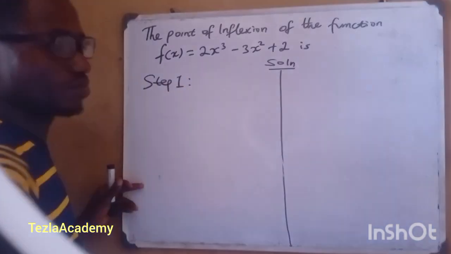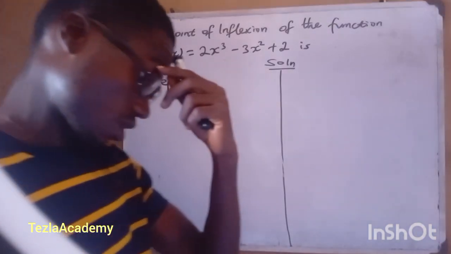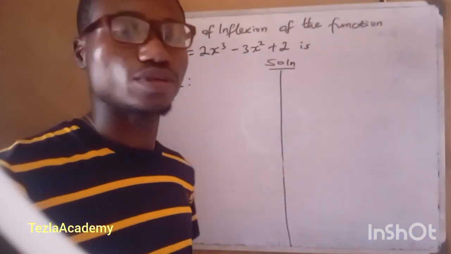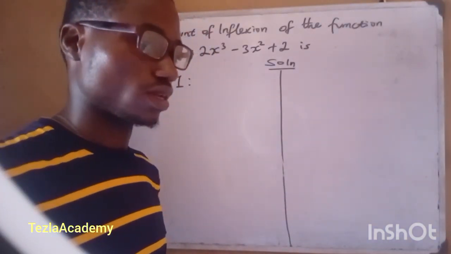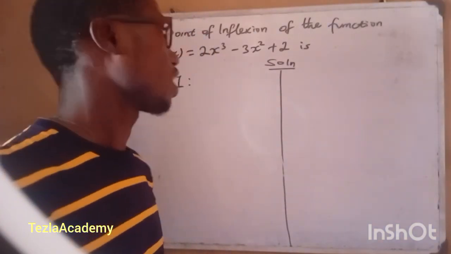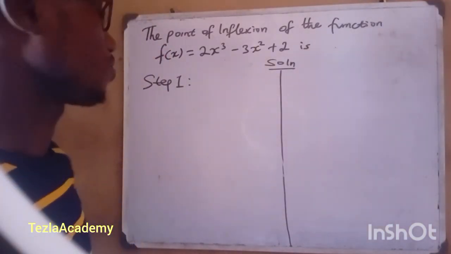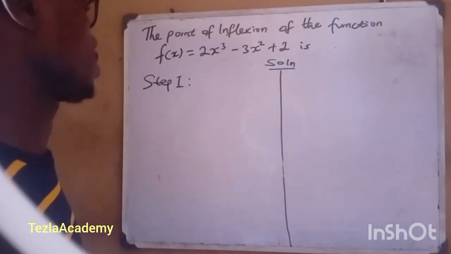Actually, a point of inflection is a point where the function starts decreasing or increasing. If you have a function that changes from increasing to decreasing, that's what we call a point of inflection. But we're not here for the minutiae, just listen to how this is being solved.